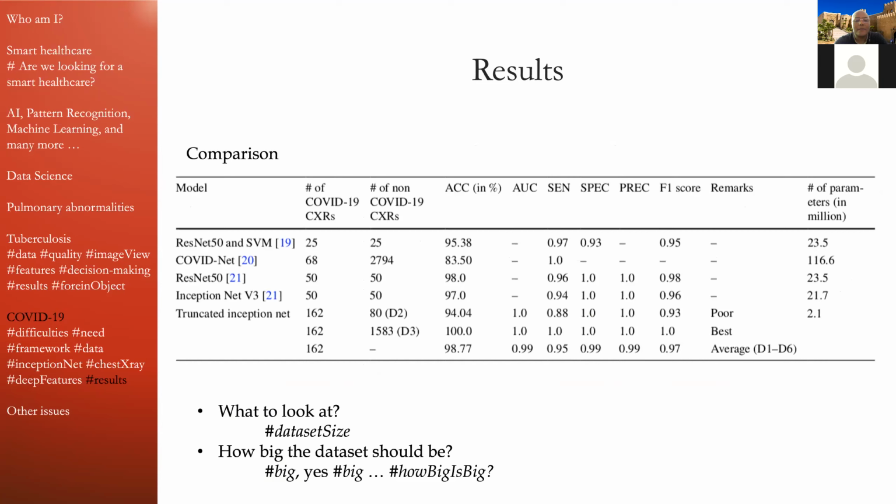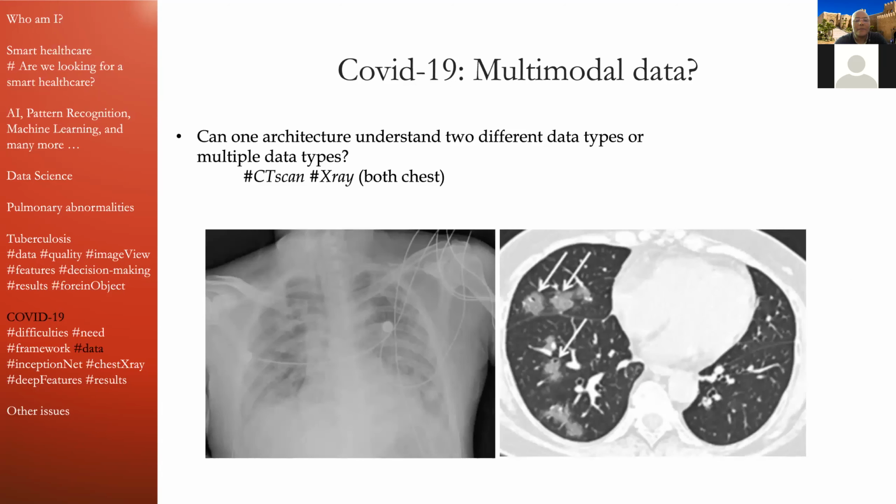You think 25 images is okay? No, but what they can do is wait for another year, publish the paper, and see whether it works fine. We go up to 162 and show. We try to see whether two different modalities give us similar manifestations of COVID-19.